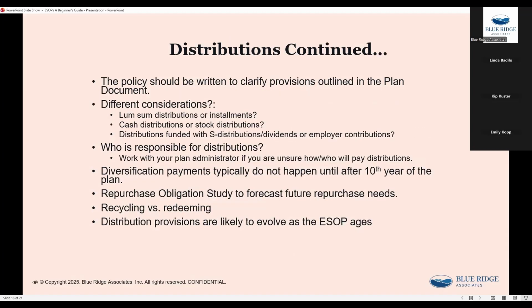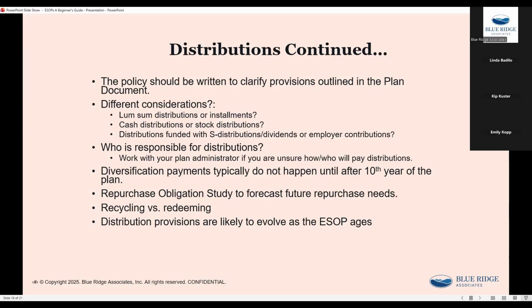So some things that you should consider with your distribution provisions and crafting a policy is if you're going to be making lump sum distributions or paying installments, and what thresholds you're going to be setting for those different options. You'll also want to think about whether your plan is going to make cash distributions or stock distributions from the plan.